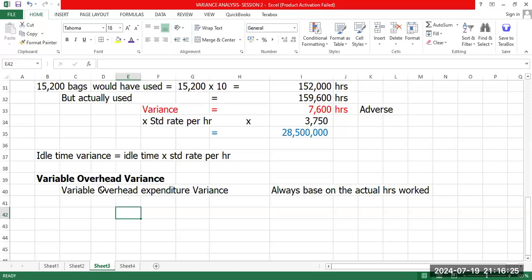So if it is overhead expenditure, you need to ask yourself, according to you, you are planning to incur how much on every hour as variable cost. Every hour, you're planning to incur how much.